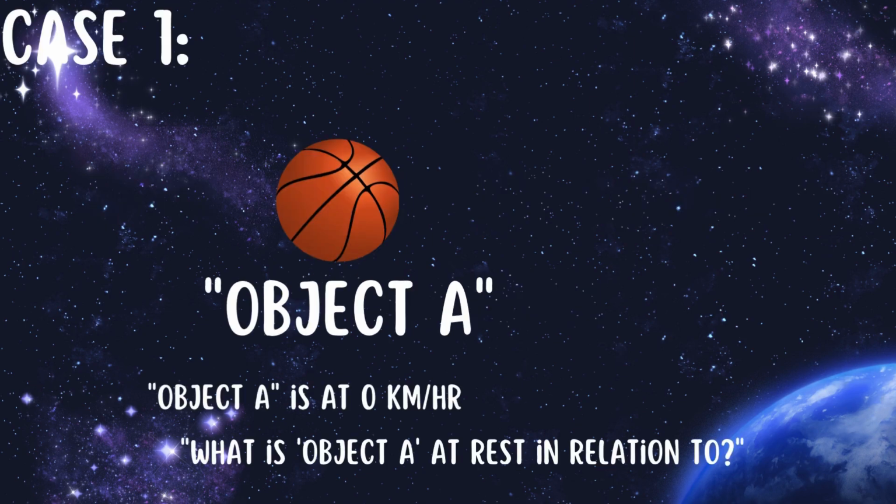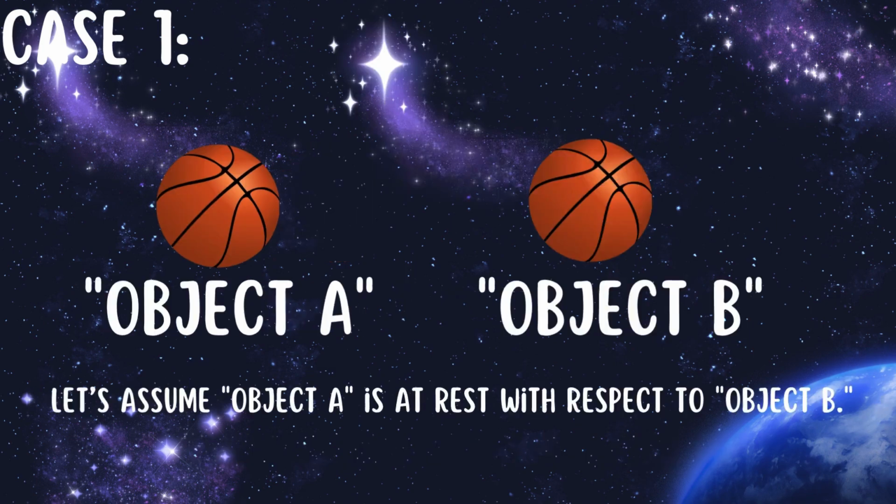Newton's first law states that every object will remain at rest or in uniform motion in a straight line unless compelled to change its state by the action of an external force. So in this case, let's consider object A is at 0 km per hour. But the question here is, what is object A at rest in relation to? Let's assume object A is at rest with respect to object B.